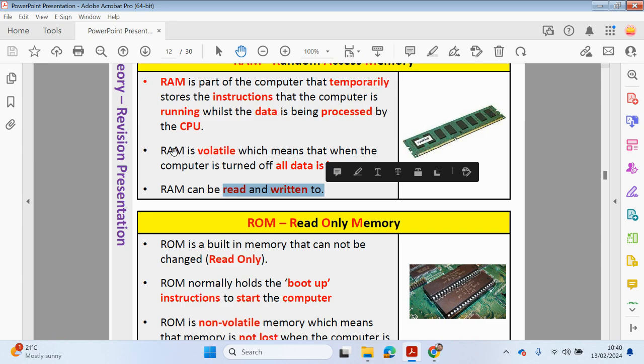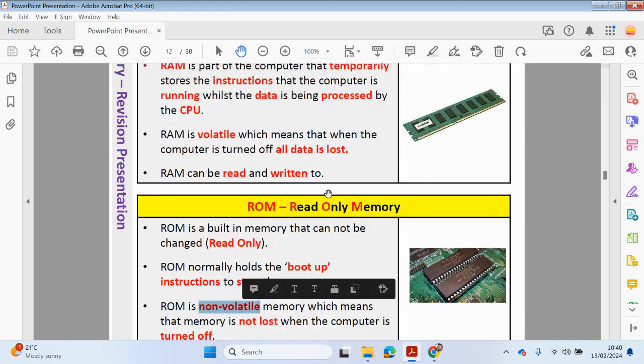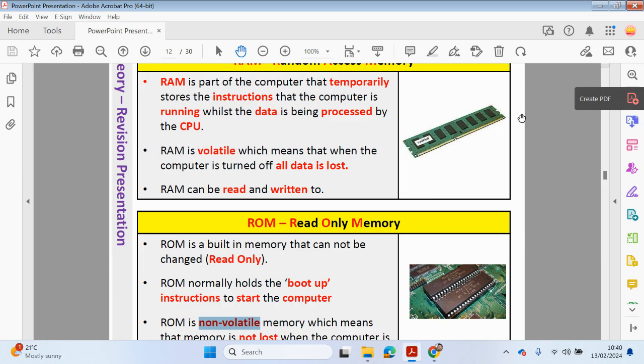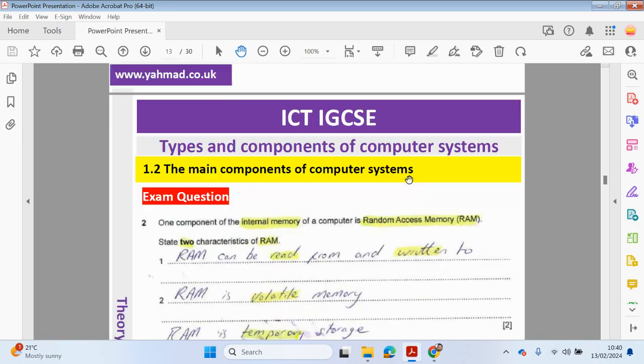Unlike RAM, random access memory, which is volatile, ROM, read-only memory, is non-volatile, which means that memory is not lost when the computer is turned off. So that's a big difference between the two. Normally, the random access memory will have more capacity to store more data than the read-only memory as well.